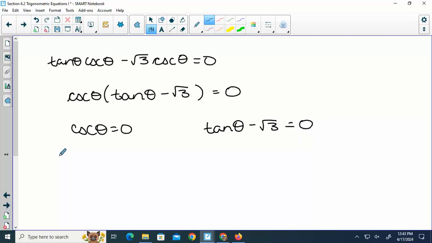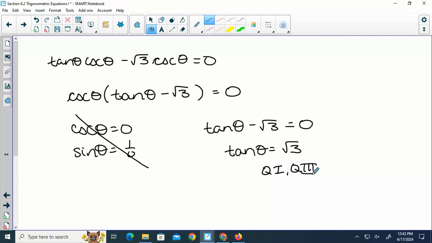Cosecant is a reciprocal of sine. So this means sine is 1 over 0, or undefined. Can sine be undefined? No. So that one's not possible. Sine is always something between -1 and 1. This one says tangent is equal to a positive radical 3. We can do this. In what quadrants is tangent positive?